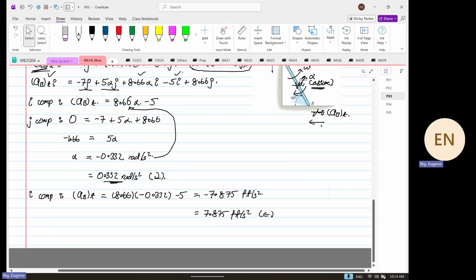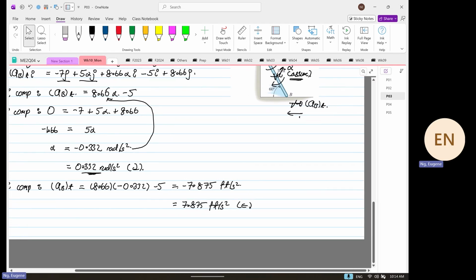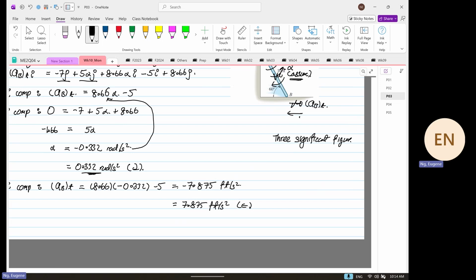Before I let you go, remember to do this to 3 significant figures, 3 decimal places, and we have to use scientific notation. Scientific notation means it has to be times 10 to the power 6, times 10 to the power 3, times 10 to the power minus 3, times 10 to the power minus 6.